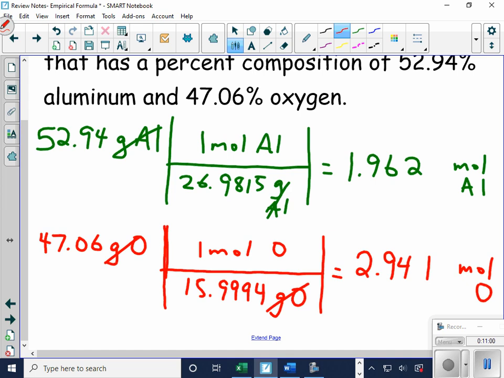Now, I can tell you, folks, here is the critical point where people miss this particular problem, because they skip the next step and they say, okay, is 1.962 pretty close to a whole number? Well, it is, isn't it? And 2.941 is pretty close to a whole number. But what haven't we done yet? We haven't compared the two of them yet, have we? So we need to get that ratio. So I still need to divide by the lower one. So this is going to give me 1 right here.